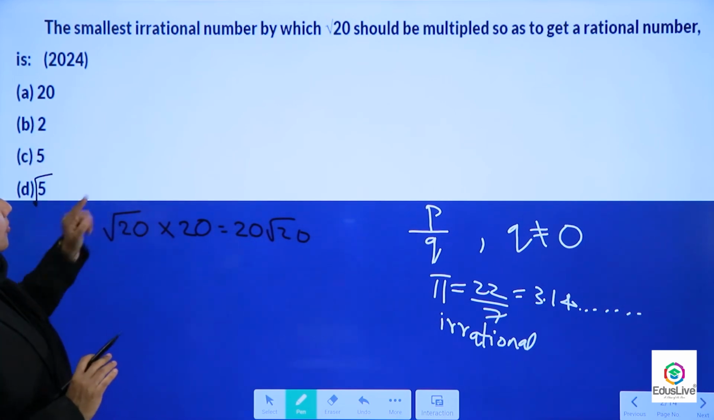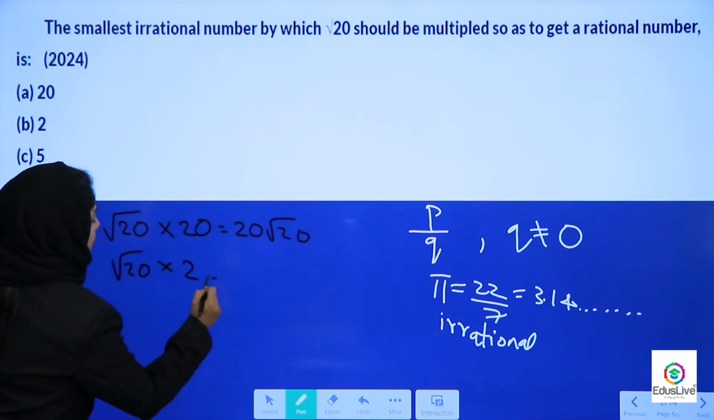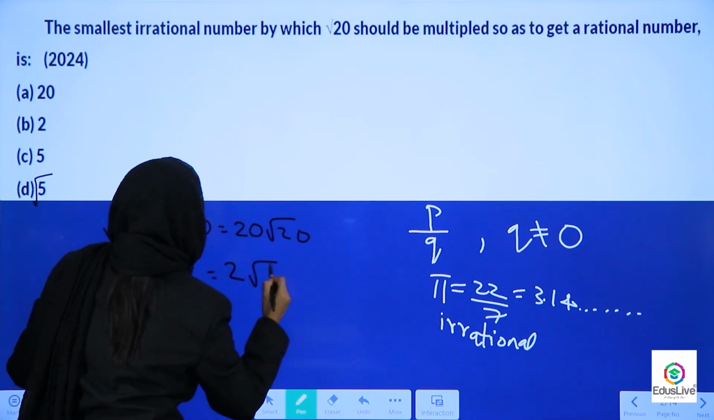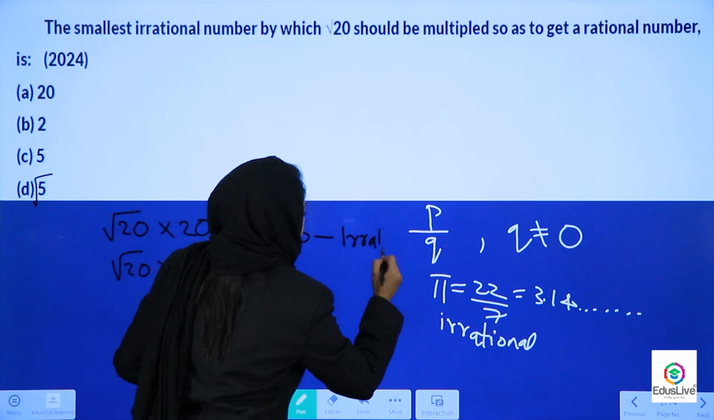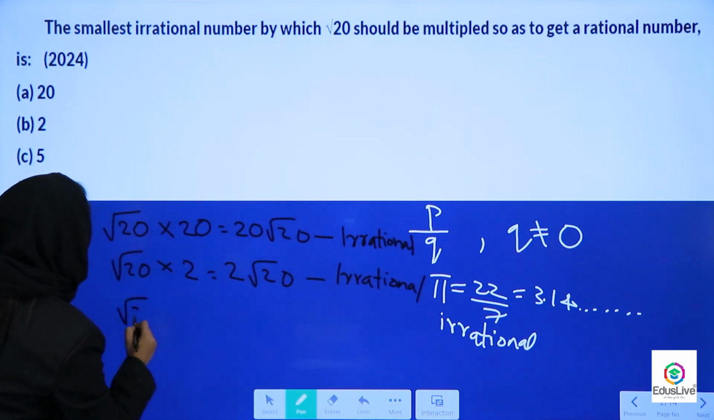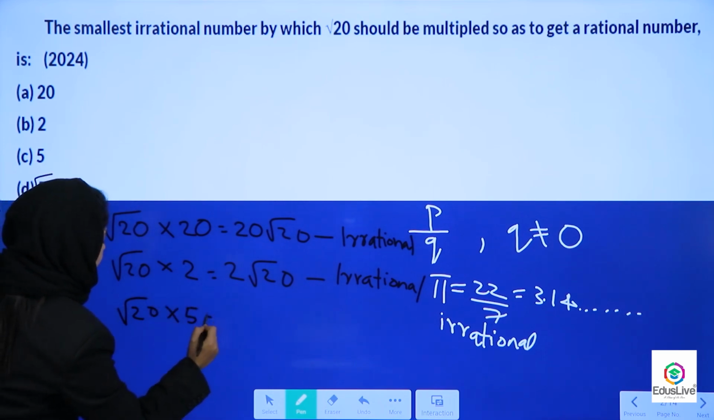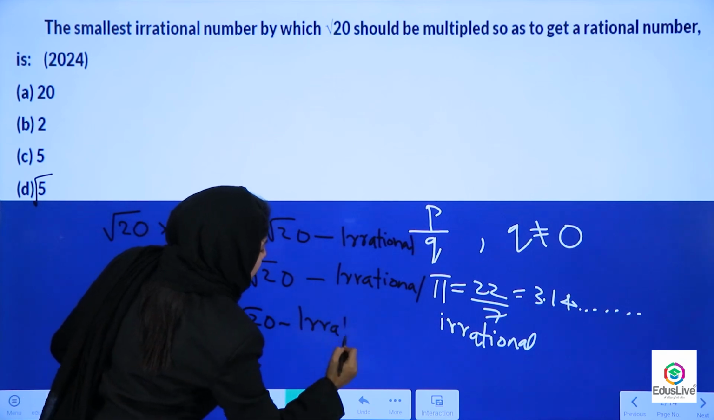Next, check the second option. Root 20, we are multiplying with the second option, 2. So this is 2 root 20. Again, this is irrational. Now, take the third option. We are multiplying root 20 with the third option 5, which is 5 root 20. Again, this is an irrational number.